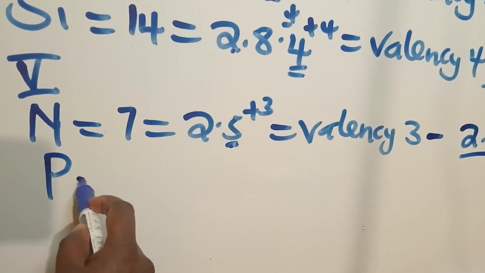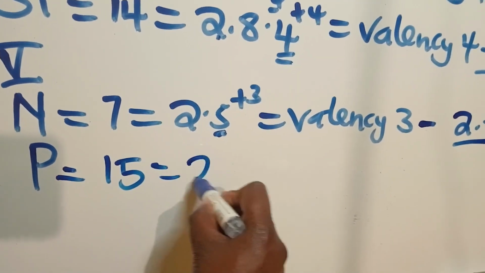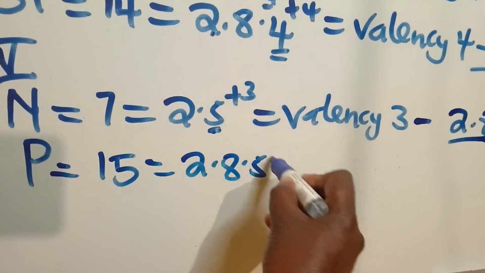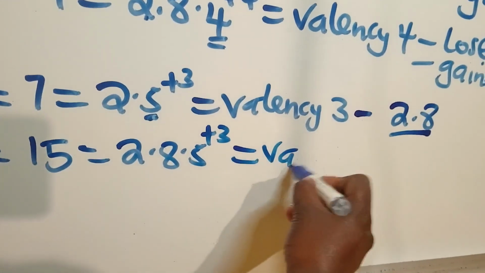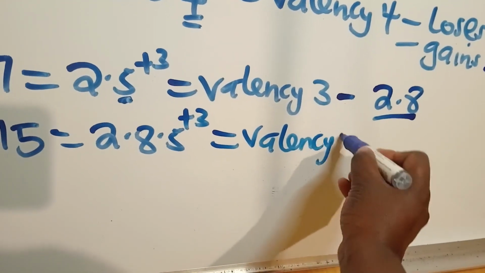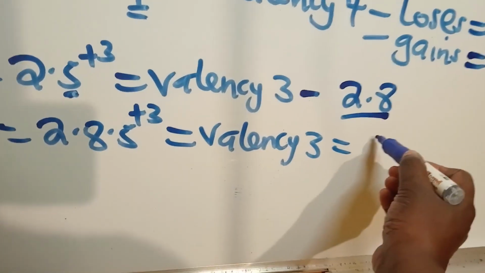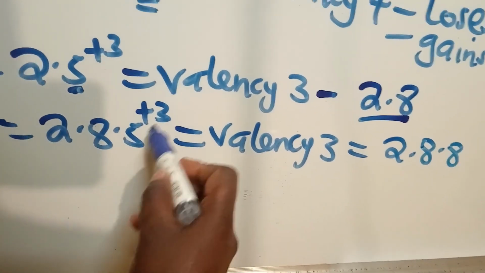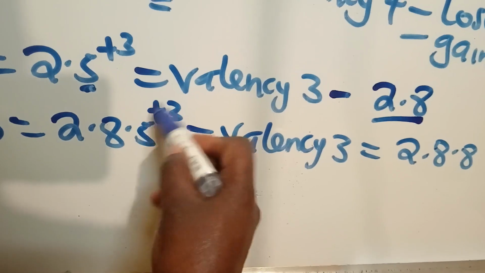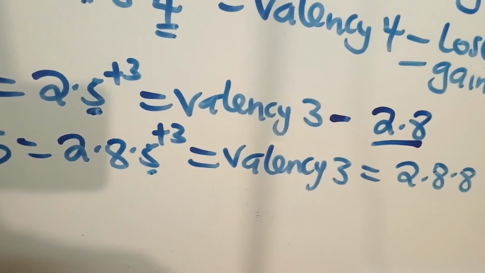Then we have phosphorus with atomic number 15, so with the 2.8.5. So again it will be gaining 3, and so again end up with a valency 3. The ionic configuration for this one will be 2.8.8. Now the 3 that it shall gain will be put into this energy level that was not yet full.